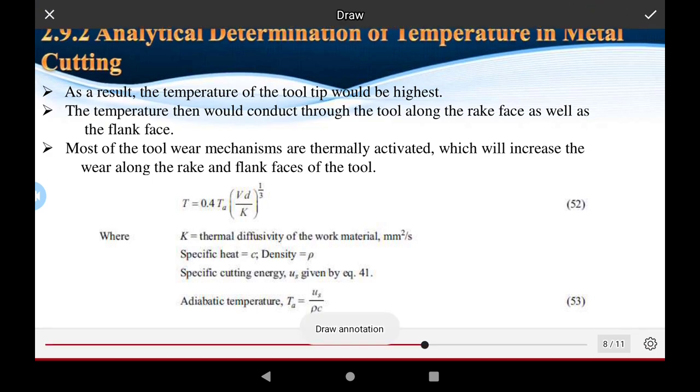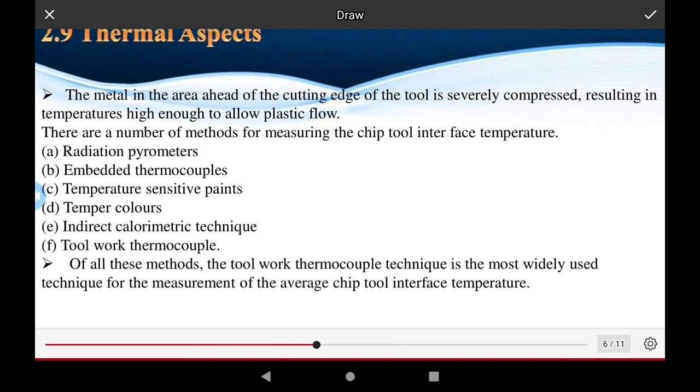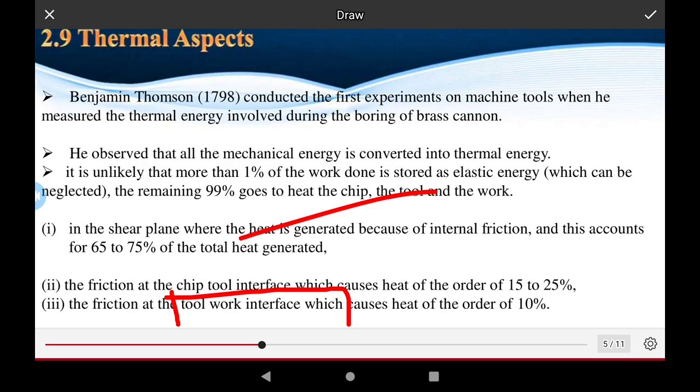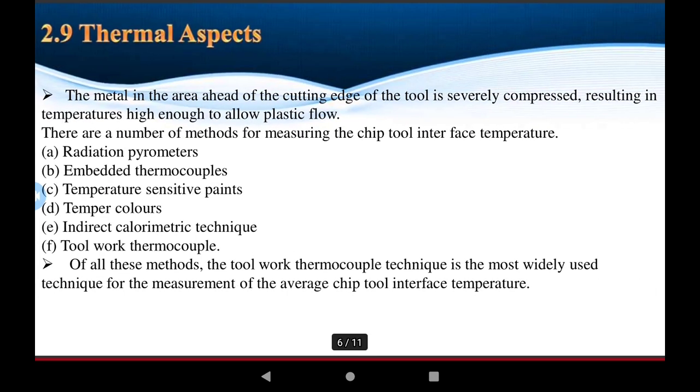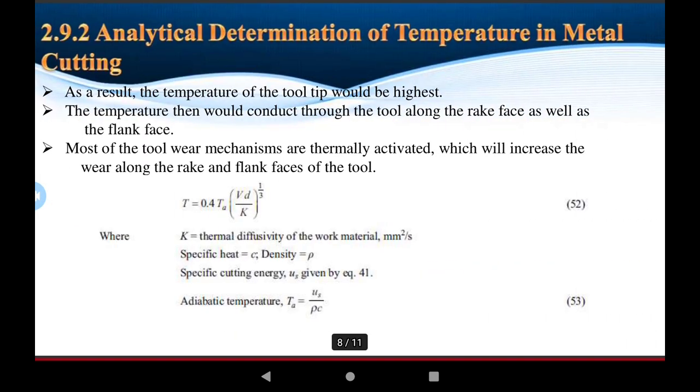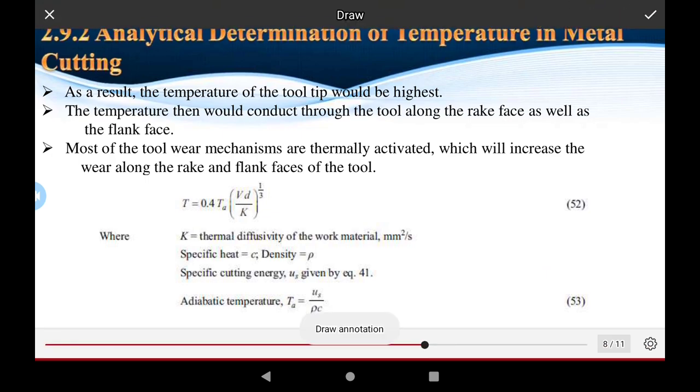The Ta value is the adiabatic temperature. With the specific cutting energy Us, by using the above equation, the adiabatic temperature Ta equals Us upon rho C. Okay, this Ta is the adiabatic temperature of the tool material.